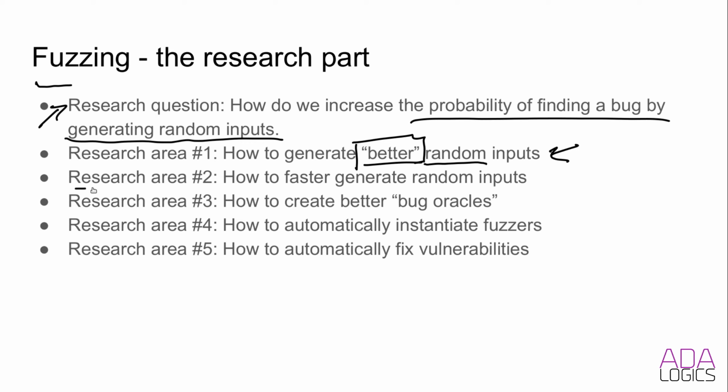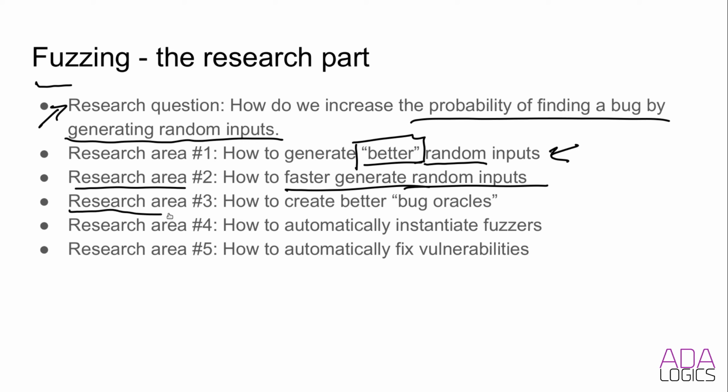Another research area is simply how can we faster generate the random inputs. So if we can generate the inputs and execute our code faster, it means that we will have more throughput, and in this sense, more throughput will result in more bugs.